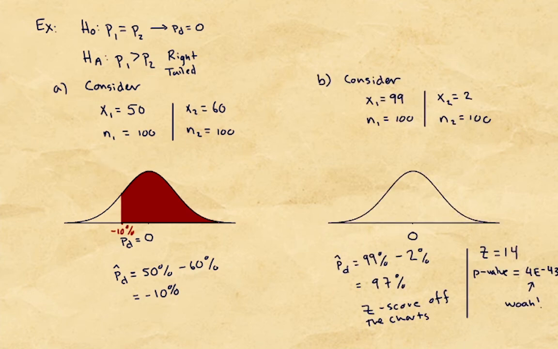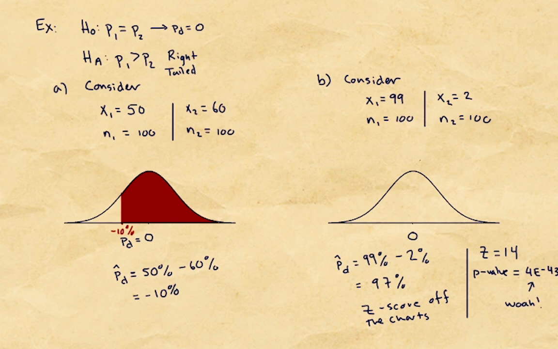The second weird thing that can happen is if your evidence is so overwhelming that you get crazy z-scores and crazy p-values. I cooked up an example here that's about as extreme as you can make it. I'm checking to see if P1 is bigger than P2, and the sample proportion for group number 1 came out to be 99 out of 100, and the sample proportion for group number 2 came out to be 2 out of 100. So yeah, it's bigger. It's way bigger. 99 out of 100 is way bigger than 2 out of 100. I don't feel like you need to bring statistics into this.